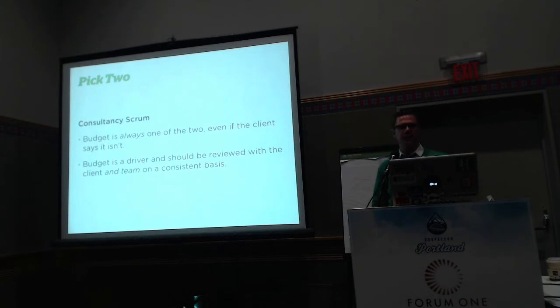So always assume that the budget is one of the 2 and ask them to pick the other one. Is it going to be timeline or functionality? And then remind them every time you're writing stories, you're doing your sprint planning, you're working on the backlog, well, budget we got to keep in mind, and then you said timeline is really important too, so what are we going to give? What are we going to give up on our features?